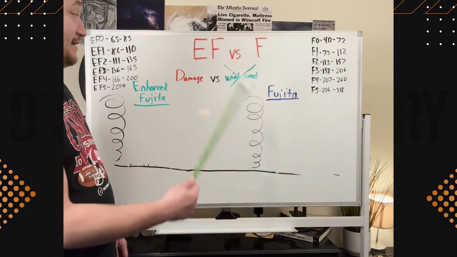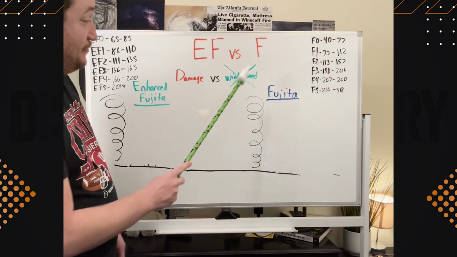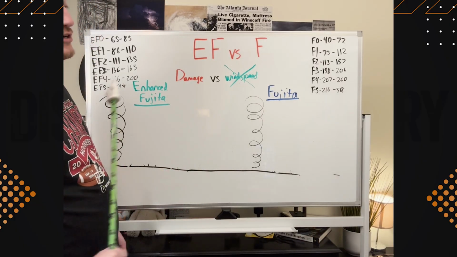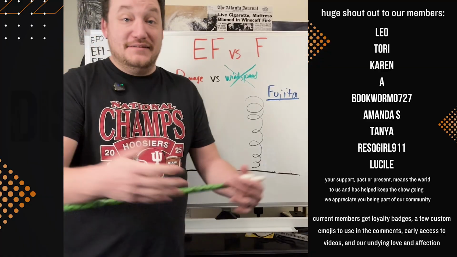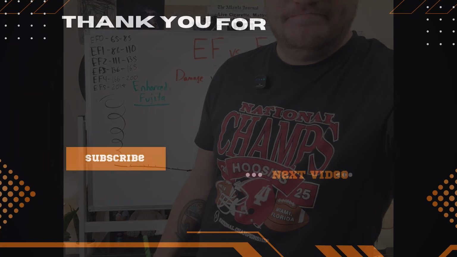So that is the difference between EF and F. It has never been wind speed. It will never be wind speed. It is always damage. It's just how much that damage is broken down and how deep into it they want to get.